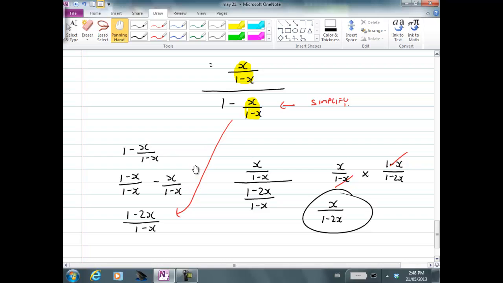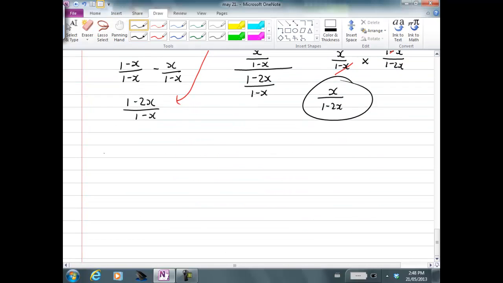Try one last question for me, please. F of x equals 1 over 1 plus x. Find f of f of x. Go. I'm going to explain after this, so we'll finish this. Okay?